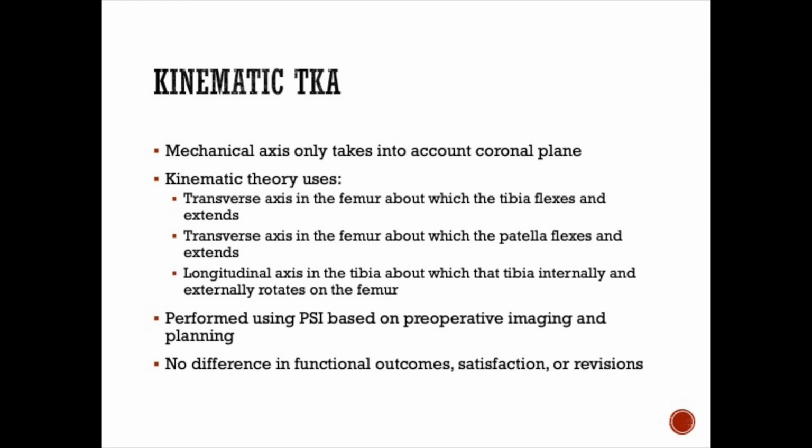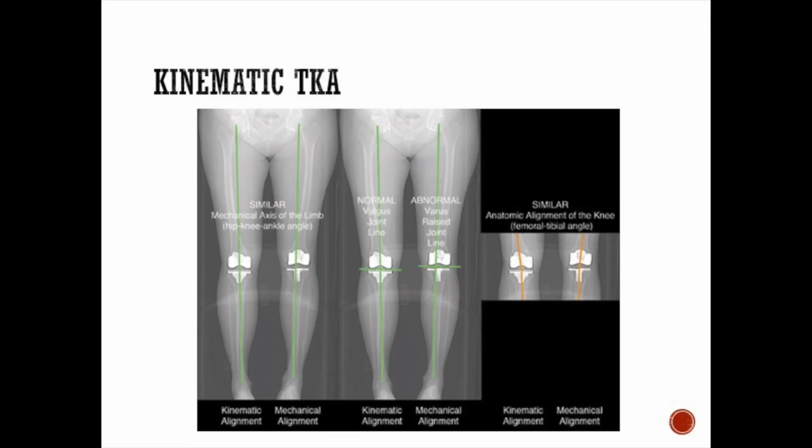Performance is using patient-specific instrumentation based on preoperative imaging and planning, so an MRI-based total knee, for example. There's no difference in functional outcomes, satisfaction, or revisions, though, with this technique, and it is somewhat technically challenging. However, when it's done right, here's an example of the difference.